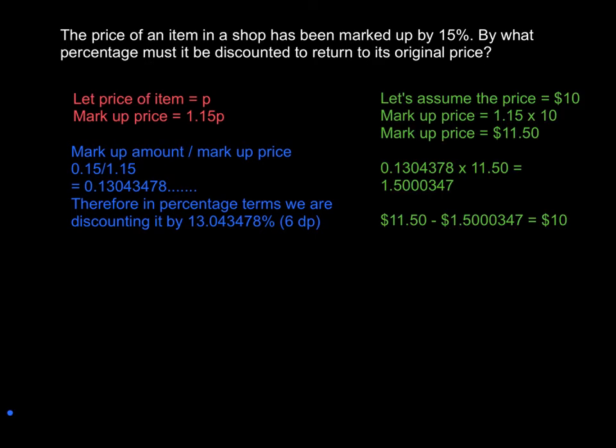On the right hand side, you can see that I've now included a worked example, just to show you that this actually works. If we assume that the price was $10, the markup price would therefore be $11.50. I've multiplied my $11.50 by my percentage discount, in this case keeping the large number of decimal places, and you'll see the answer there. As I subtract it away, I'm left back with $10. Now it might look slightly out by the 6th, 7th, 8th decimal place. That is because I have rounded it previously.